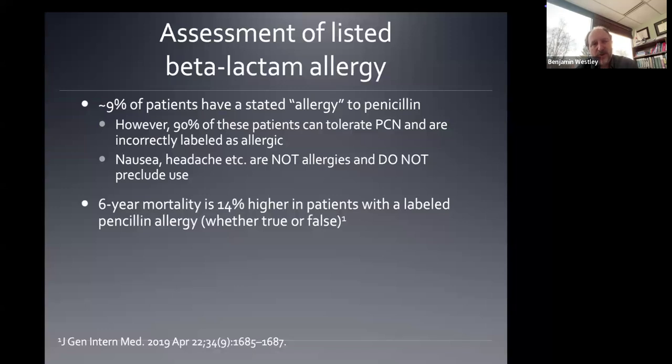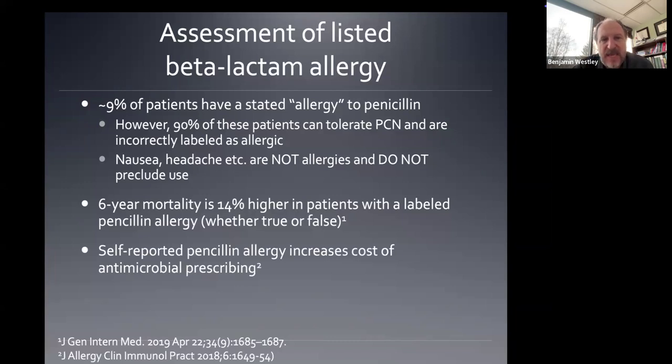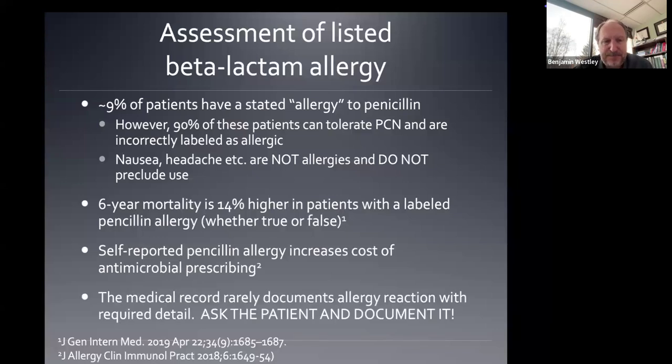So recent studies have shown, this one was from 2019, a 6-year mortality 14% higher in patients that are labeled a penicillin allergy. Now, whether they have the allergy or not, if it's on the chart, they have a 6-year higher mortality of 14%. Patients that self-report a penicillin allergy have an increased cost of their antimicrobials that they end up receiving, because they end up getting medicines that are more expensive and potentially more toxic and not as effective. And then the medical record, unfortunately, this is getting better, but unfortunately, historically, has rarely documented the reaction. What is the reaction? What's going on? So we need to ask the patient and document that.